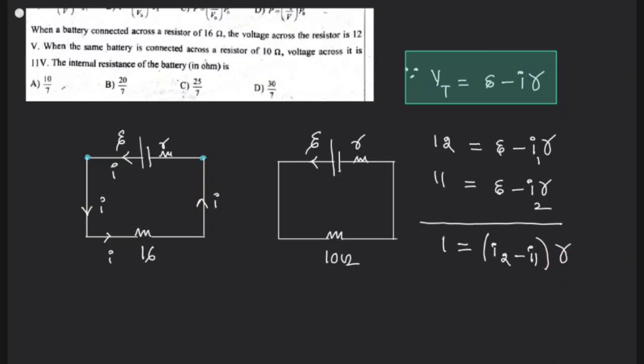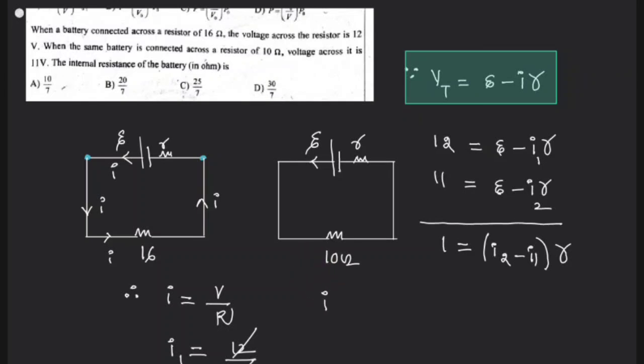Clear? Now we have to find out I2 minus I1. From here, voltage is equal to I into R, right? And therefore I is equal to V by R. What is the V here? What is the voltage drop here? How much is it? 12. So 12 by, what is the resistance? 16. That will be equal to 3 by 4. Therefore I1 is equal to 3 by 4.